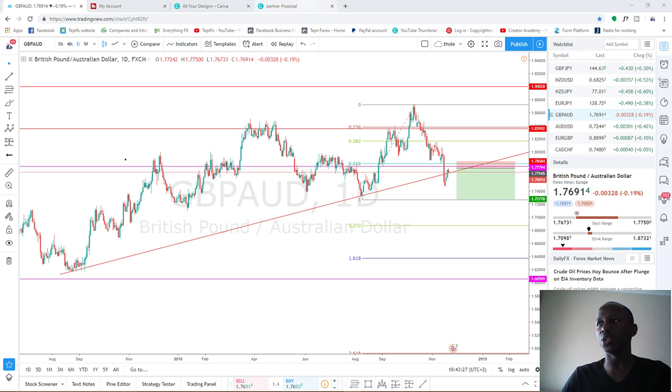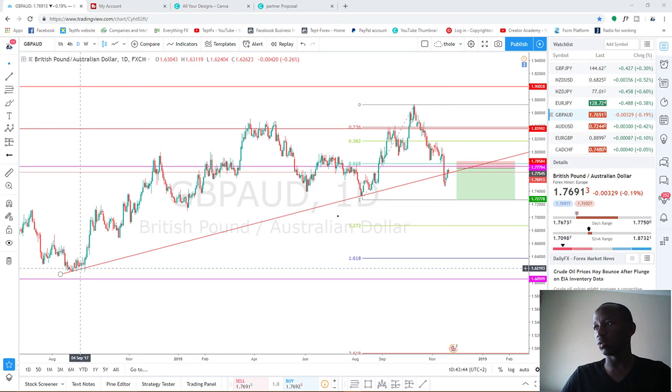I just want to show you a trading opportunity on GBPAUD, which is British pound against Australian dollar. So I'm on the daily chart right now. Let me just show you what's happening here.